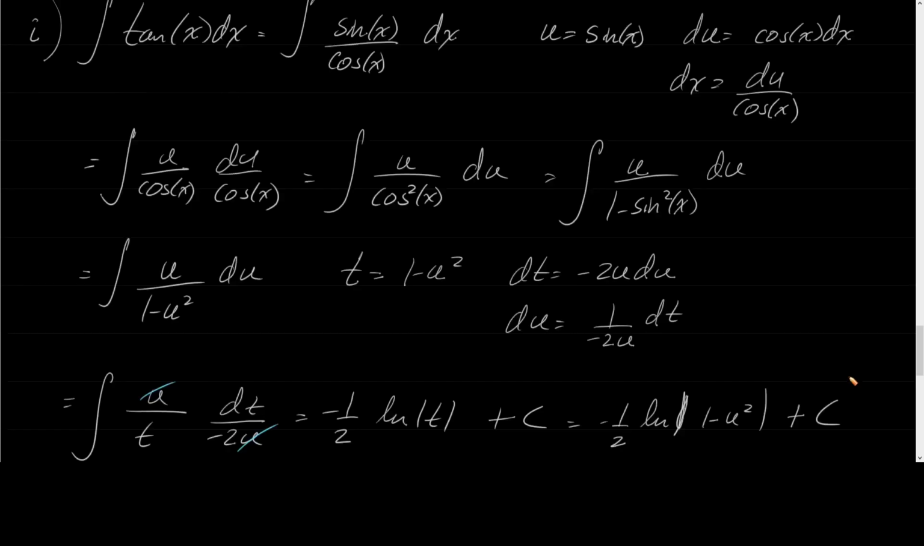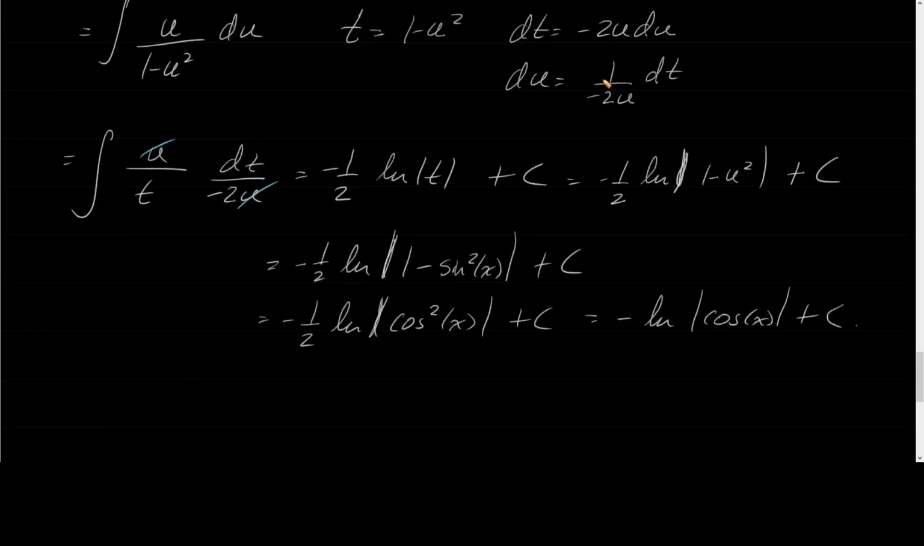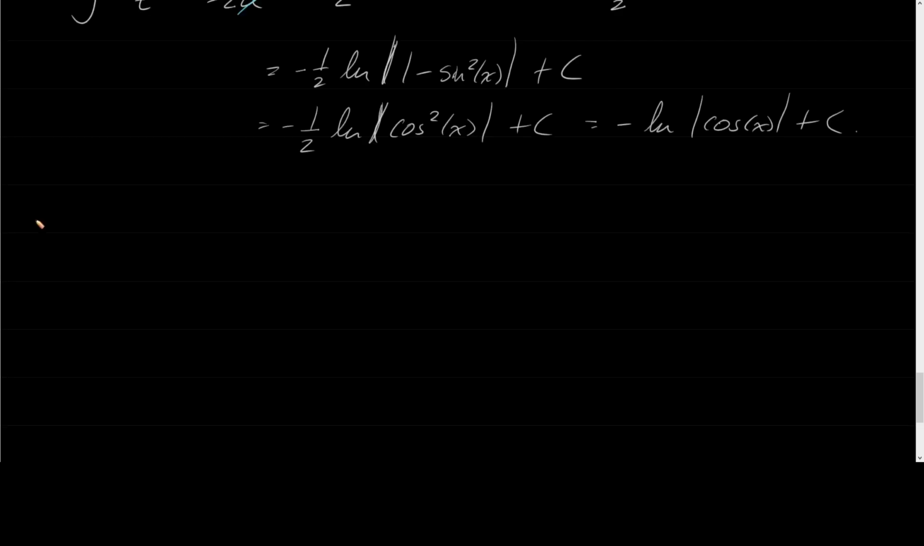Now, I want to redo this problem in a slightly different way. And here we let u be sine, right? So let's do I star. Let's say that we have the integral of tan of x dx, right? First step is the same. Write it as sine over cosine.